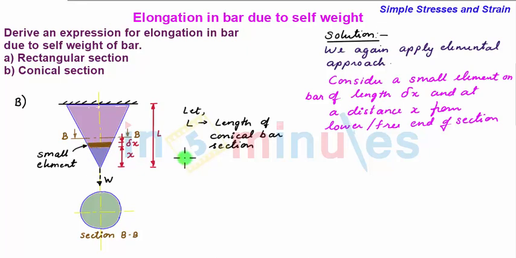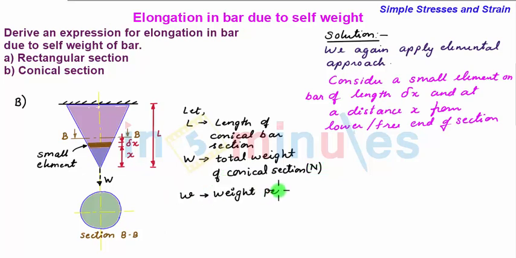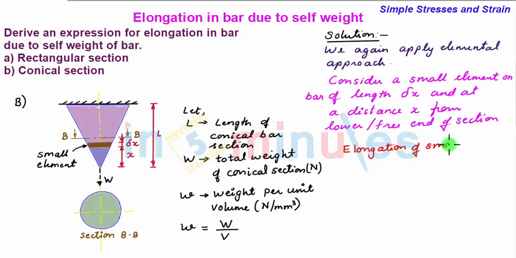So let us define the parameter capital W, which is the total weight of the conical section in Newton, and small w, which is the weight per unit volume, and its unit will be Newton per mm cube. Now the weight per unit volume w is given as the weight upon the total volume of the conical section. So now the elongation of the small element is given by the weight acting on this element, which is equal to the weight per unit volume multiplied by the volume of this small section which is below the element.